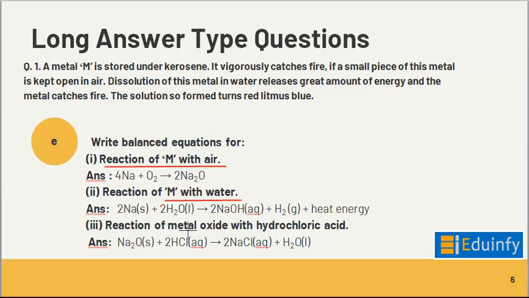Reaction of metal oxide with hydrochloric acid. So sodium oxide, this is the oxide of sodium, and it reacts with hydrochloric acid to form sodium chloride. This sodium chloride is a common salt.